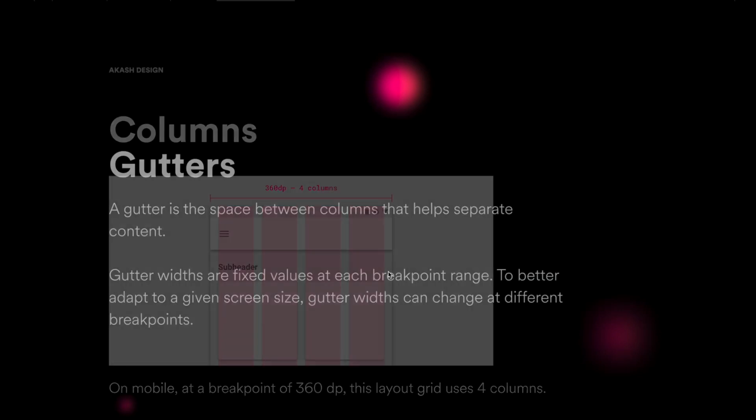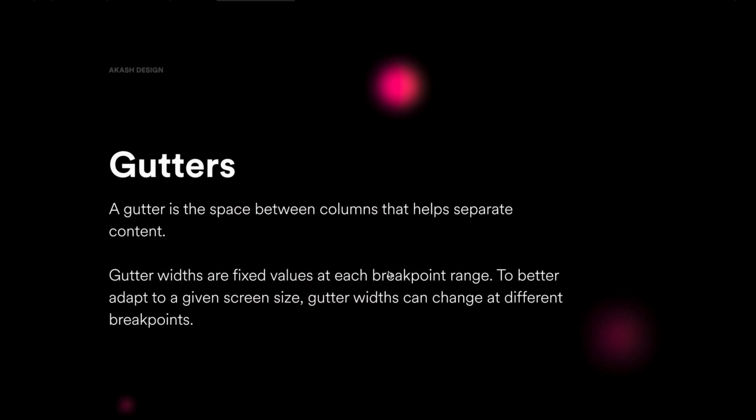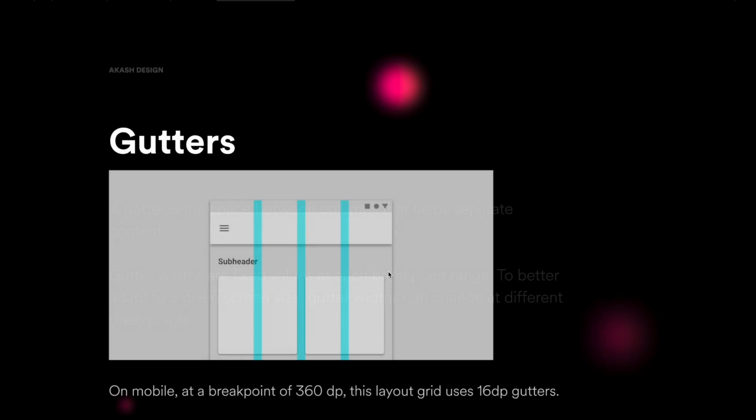Okay. The next thing is gutters. The gutter is space between the two columns, and it helps us to separate content. So if you are placing two pieces of content, this will help us to create a separation between them. For example, on a mobile device with 360 dp width, you have 16 dp gutters, and gutter space is typically fixed. Column spaces are flexible, defined in percentage, whereas gutter space is typically fixed. It will be fixed to some value, 16 dp, 24 dp, so that it doesn't look odd and doesn't get too big when you scale the device.